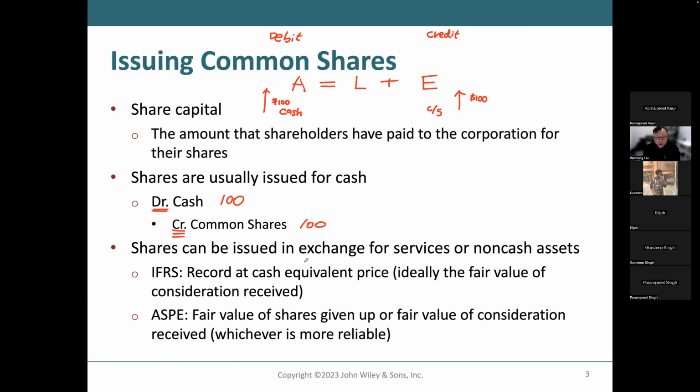Shares can be issued in exchange for service or non-cash asset. Okay, so sometimes they could issue the shares in exchange for other things. Okay, and then the accounting rules are different depending on IFRS or ASPE. It's going to be beyond the scope of the course. Just for you to know, it's not always a share for cash. It could be share for other asset or service.